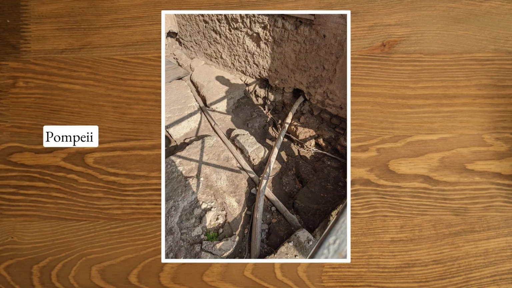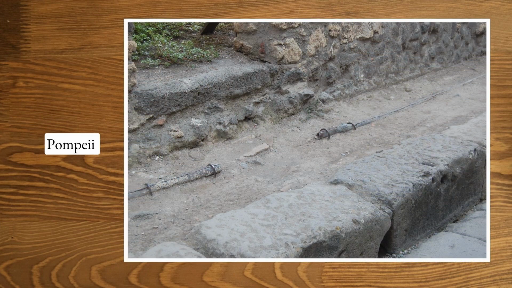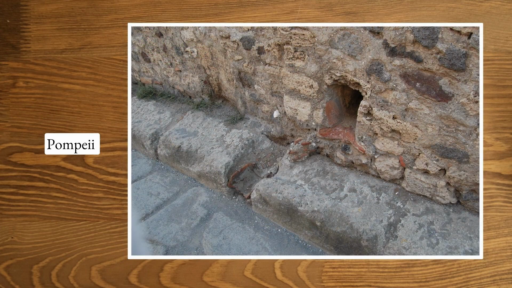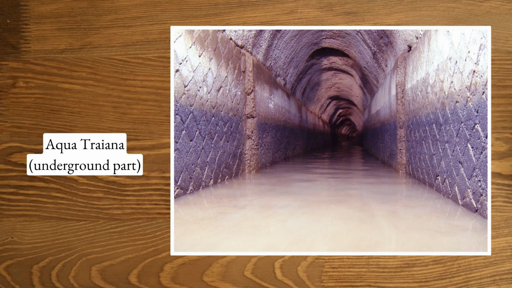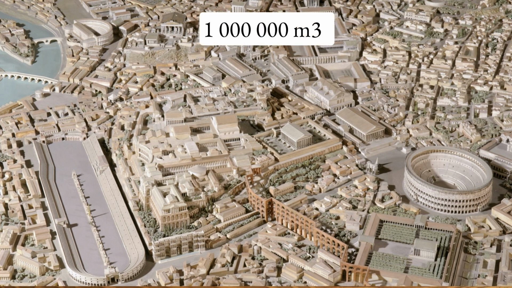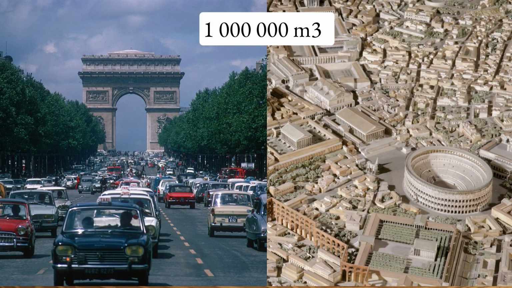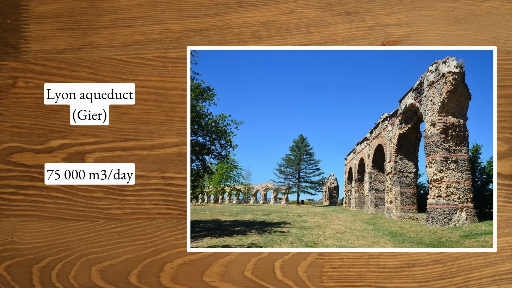And on top of that, there were leaks and water thefts. Yes, water from the aqueducts could be stolen, and that was a problem. I will make a separate video about this subject. And then there is the fact that some of Rome's aqueducts were periodically under repair, and they never worked all at the same time. There are, however, some opinions about the amount of water that aqueducts might have supplied. Rome's 11 aqueducts could supply up to 1 million cubic meters of water a day, a figure comparable to Paris of the 1970s. The Eifel Aqueduct, 21,000 cubic meters a day. And the Lyon Aqueduct's capacity is estimated at 75,000.